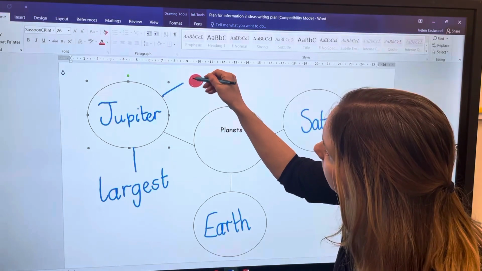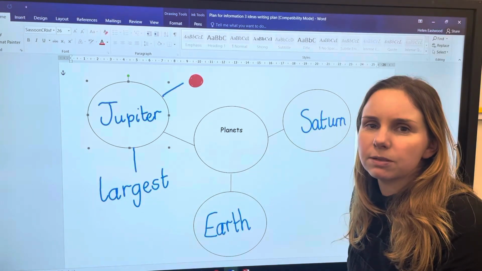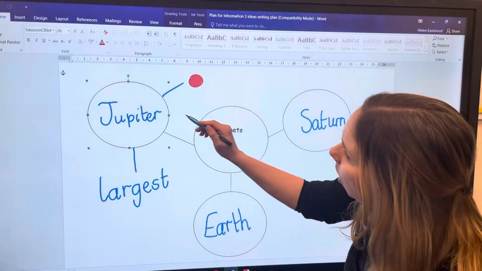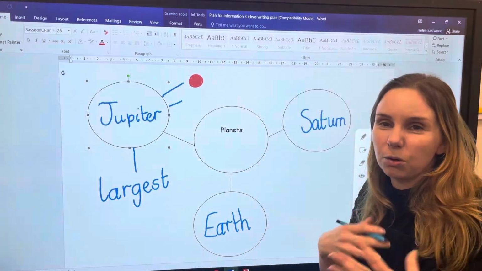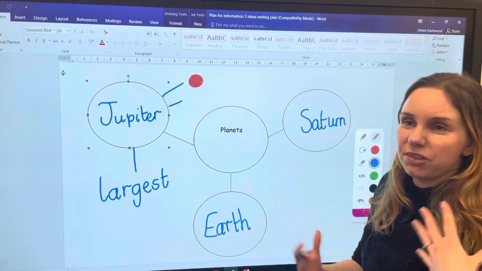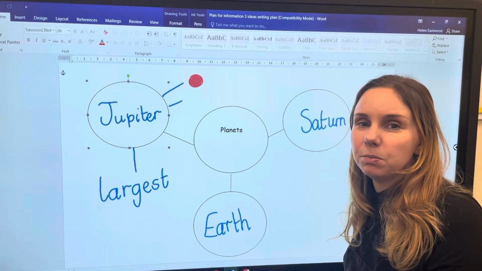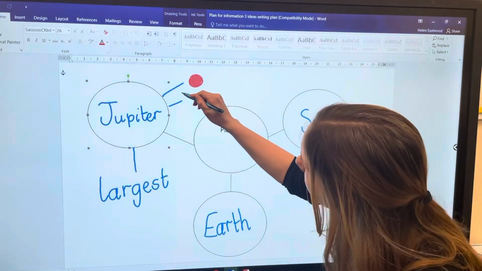And I know Jupiter has a great red spot, and I know that that great red spot is a hurricane, and it's a storm which has just been blowing for thousands of years and is now a part of the planet Jupiter, and that's how we can identify Jupiter, by the great red spot. So I'm going to write the word hurricane.